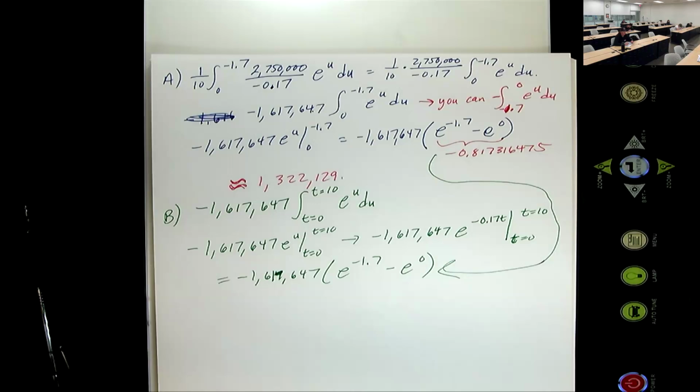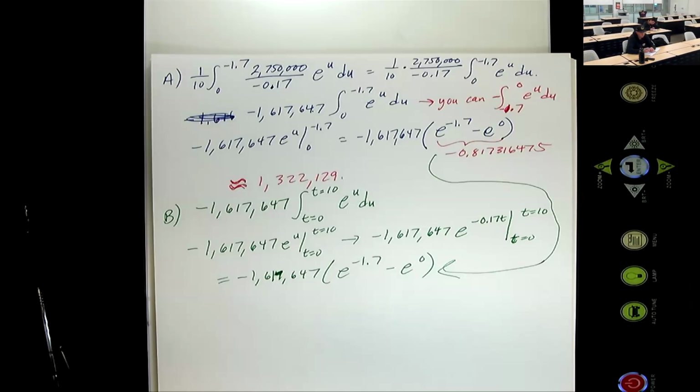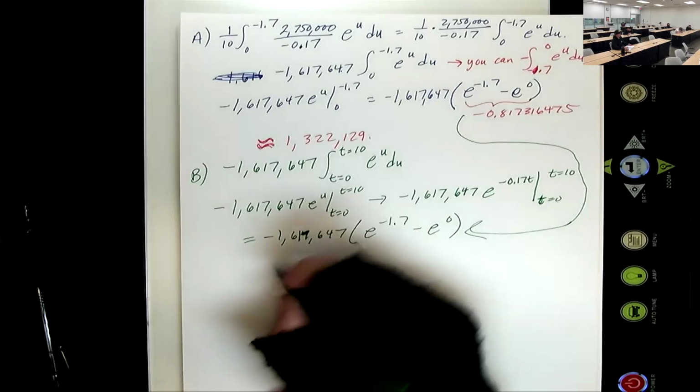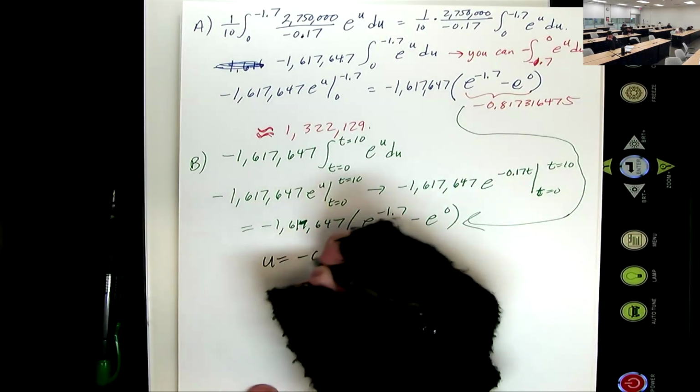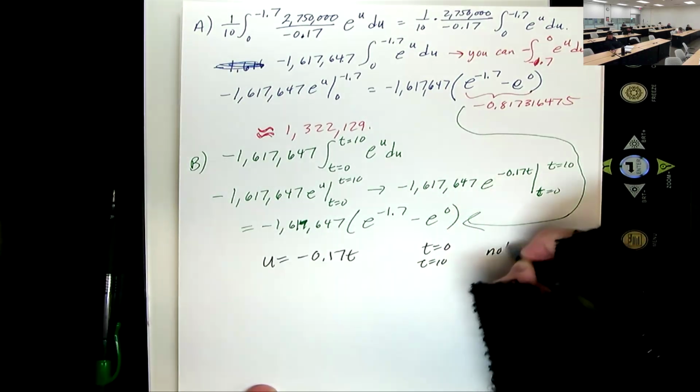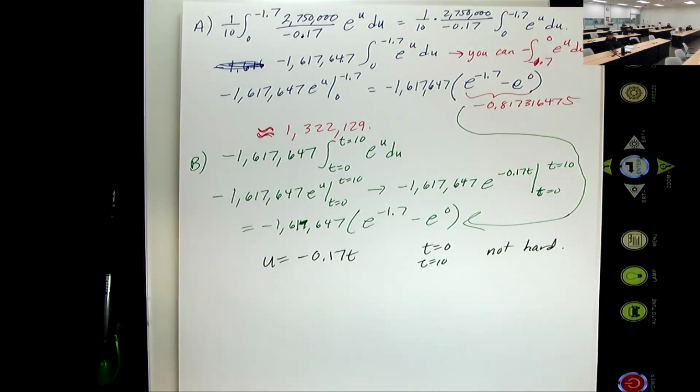Do you have a method you prefer, you think is easier to go along with? Easier to remember? That is an excellent question. I think they both have something you have to remember to do. My honest assessment is: how much of a pain in the ass is it to switch over the limits of integration? Plugging in 0, like we had, u equals negative 0.17 t, and we were doing t equals 0 and t equals 10. This was not hard. I didn't need a calculator for this.